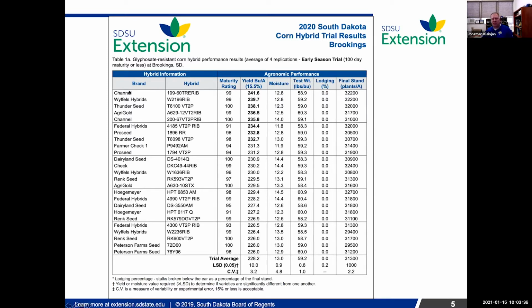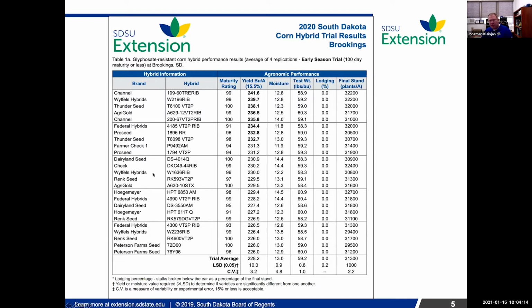So in this case, the Channel 199.60 was the top yielder. However, anything in boldface is statistically the same. So we had an LSD of 10 at this location, which simply means due to experimental error, things like that, anything that yields within 10 bushels of the plot winner is really the same thing. So if we did this experiment again, any of these would have an equal chance of winning the plot. You can see some of the companies that participate. We don't have all the big names in there, unfortunately.